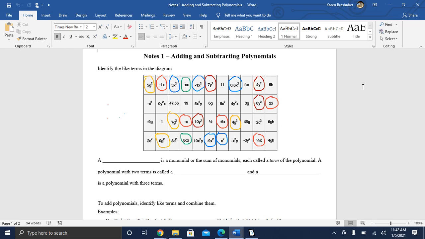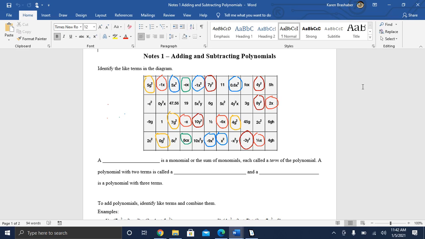So I've been circling in the top row. I've got 7y to the second and 4y to the second. In the second row, 8y to the second. In the third row, 10y to the second. And in the bottom row, negative 3y to the second.